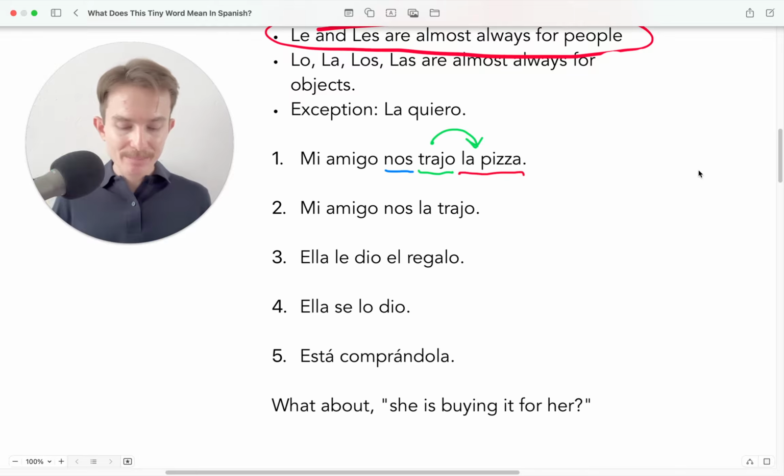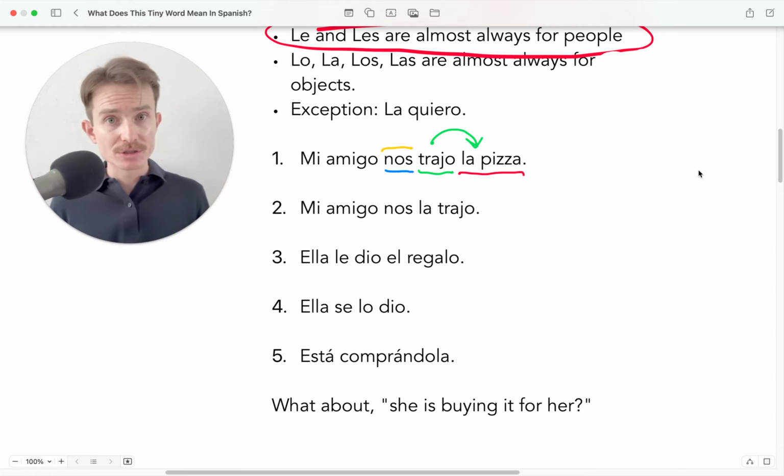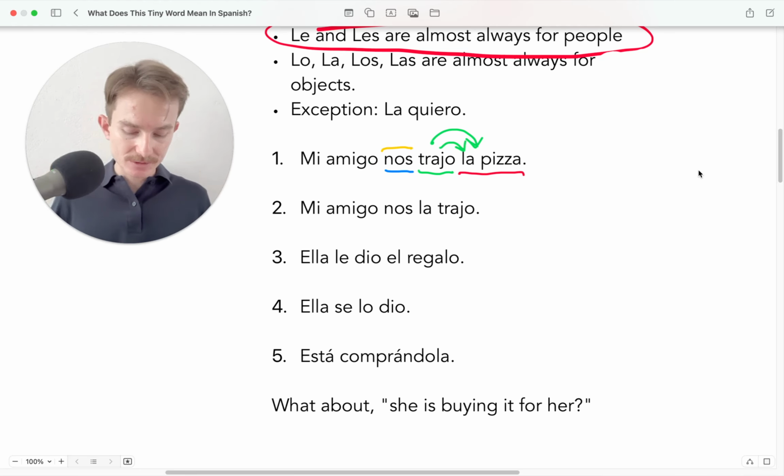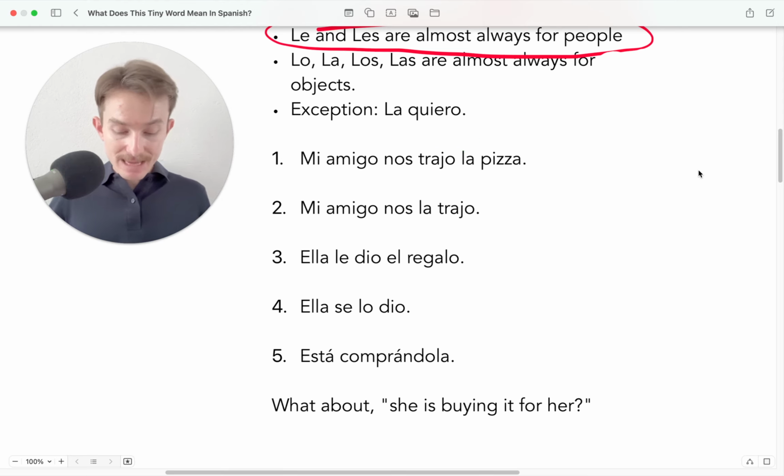And who happens to be getting indirectly affected by this? Nos. So trajo is our verb. La pizza is our direct object pronoun because it, once again, is being directly affected by that verb, trajo. And then we, nos, are being indirectly affected by it. So let me get rid of all this crazy writing. So now we have mi amigo nos trajo la pizza.